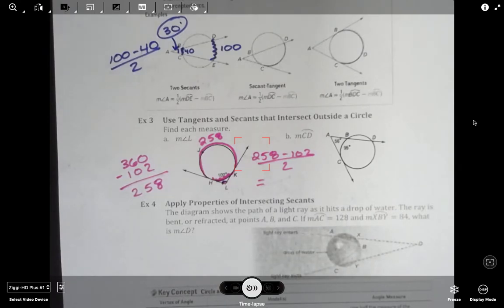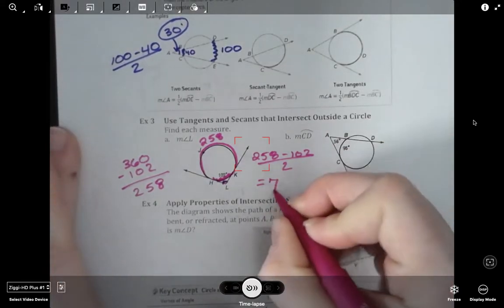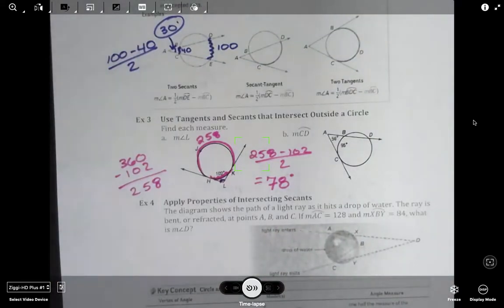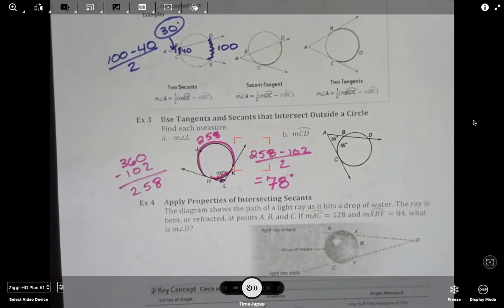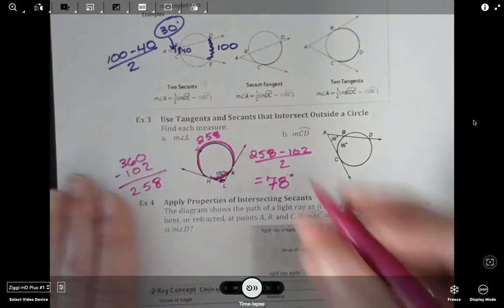78 degrees. 78, are you sure? Yeah, you're probably right. 78 degrees. Okay. It is an acute angle. That's very close to a right angle to me. Anyway, subtract, divide by 2.